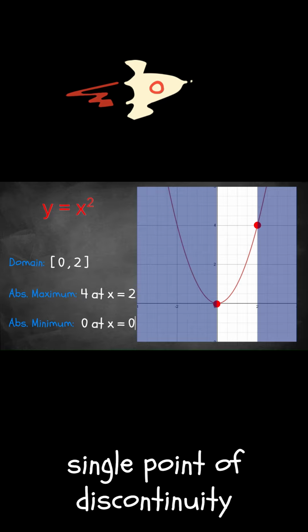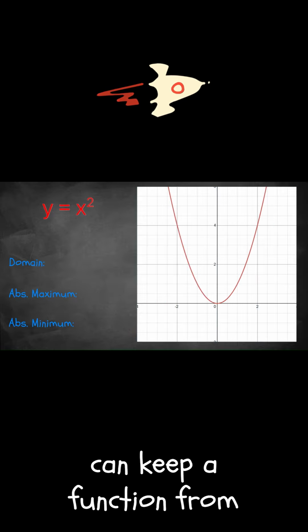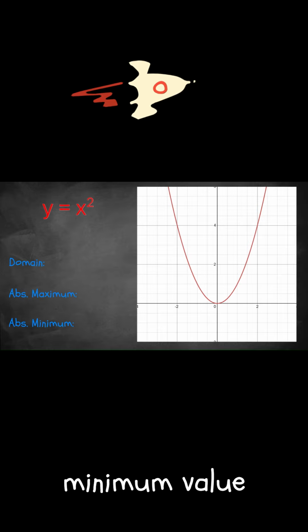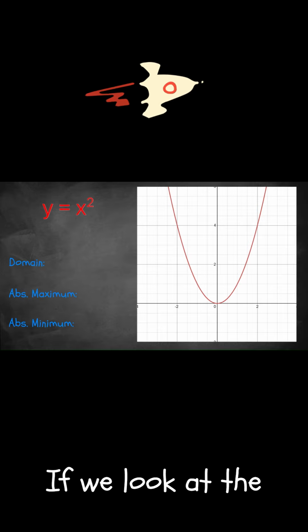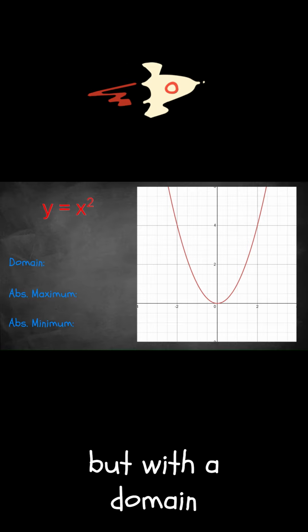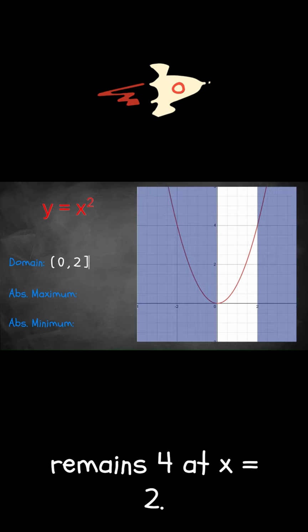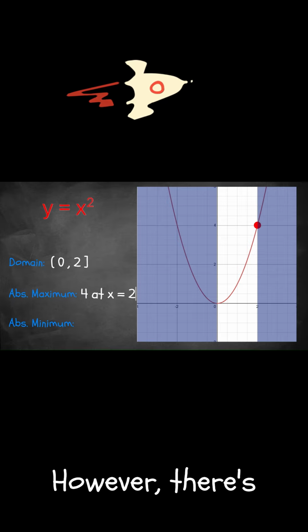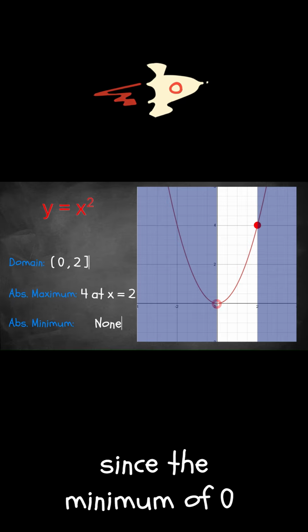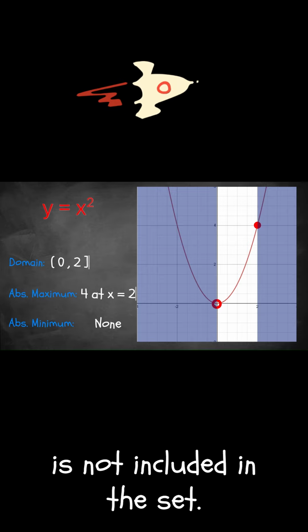However, even a single point of discontinuity can keep a function from having either a maximum or minimum value on a closed interval. If we look at the same function y equals x squared, but with a domain of non-inclusive 0 to inclusive 2, the absolute maximum remains 4 at x equals 2. However, there is no absolute minimum, since the minimum of 0 is not included in the set.